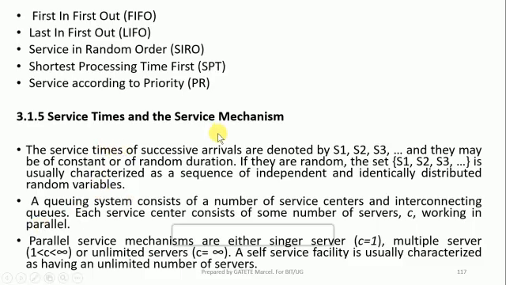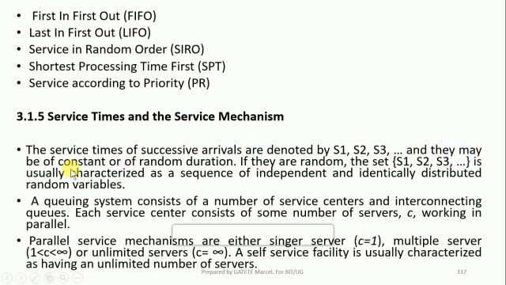Next, service times and the service mechanism. Service time means how much time the service will take so that the customer will leave the counter, and the service mechanism is how the service will be done. The service times of successive arrivals are denoted by S1, S2, S3: the service time of the first customer, the second customer, the third customer. This can be, for example, 1 hour, 2 hours, 30 minutes, like that.